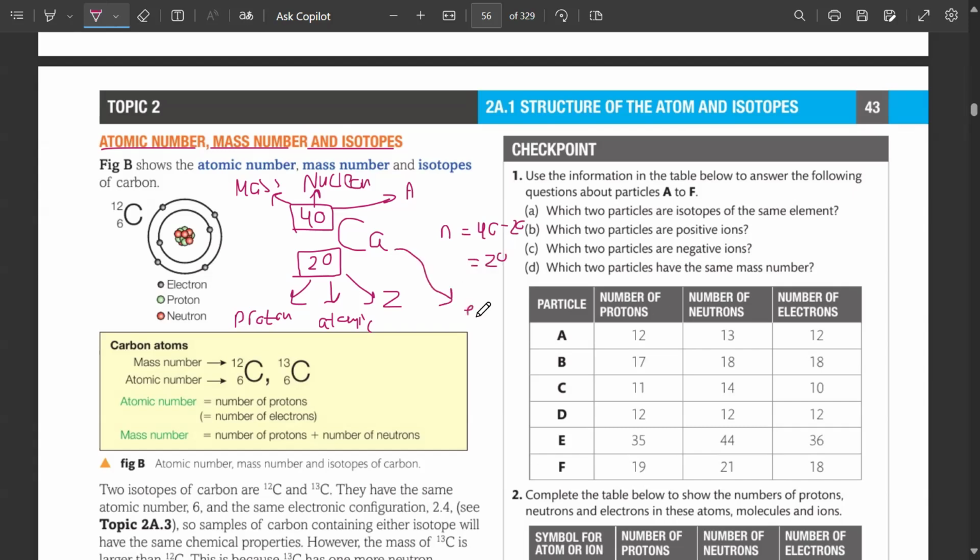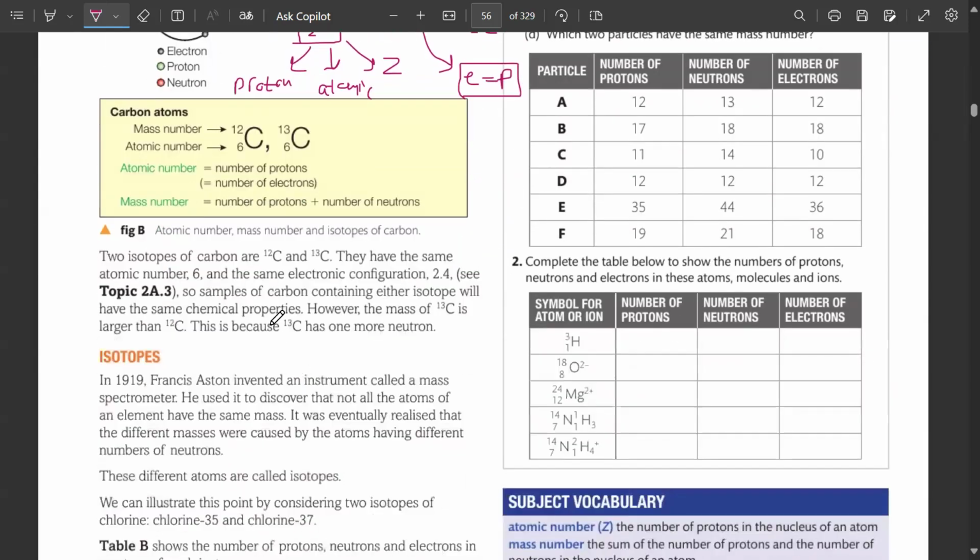If you want to find electrons, they are exactly equal to the protons only when it is an atom. When it's an ion, it gets different. So two isotopes of carbon, carbon 12 and 13, have the same atomic number and the same electronic configuration, and this same electronic configuration gives them an edge that they also have the same chemical properties. Can you tell me why isotopes have the same chemical properties? Due to the same electrons.